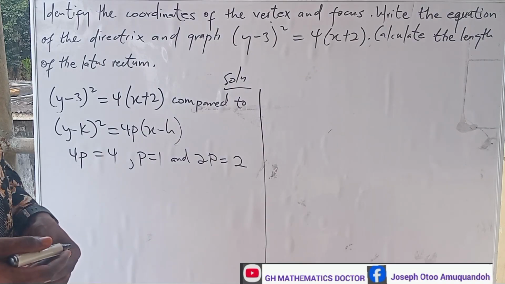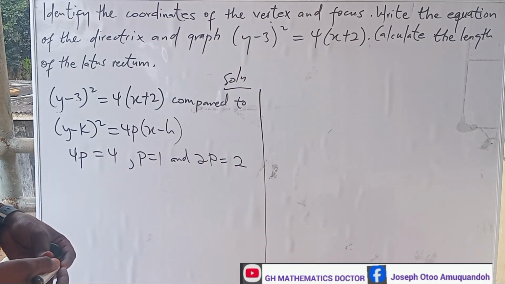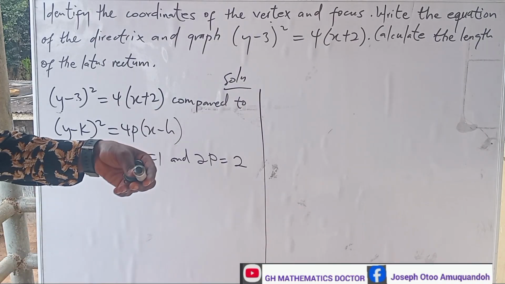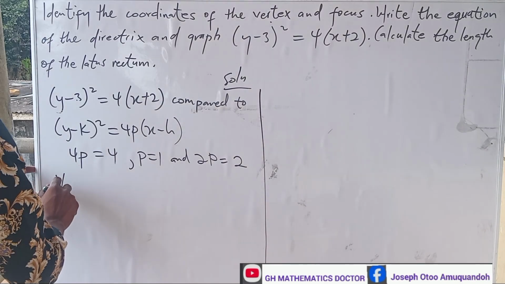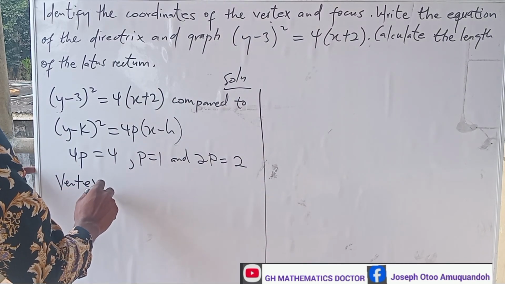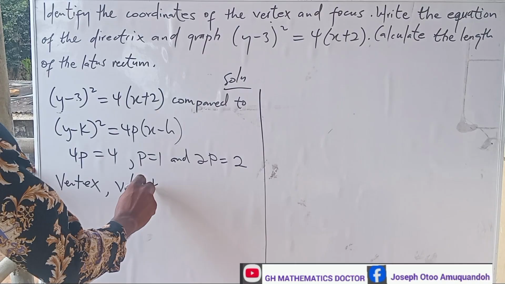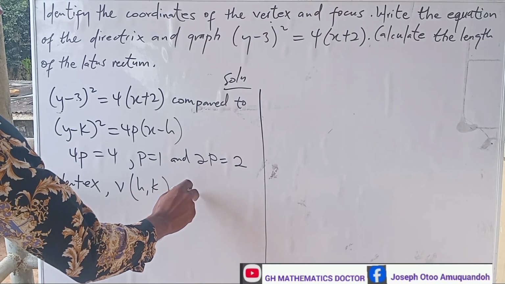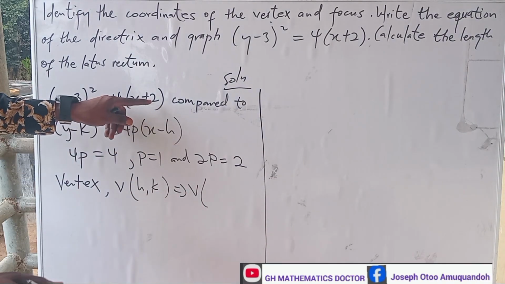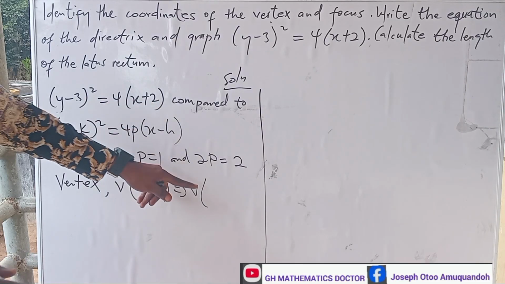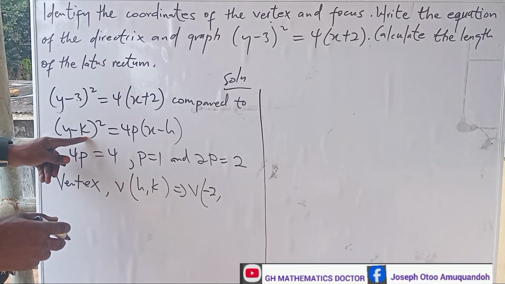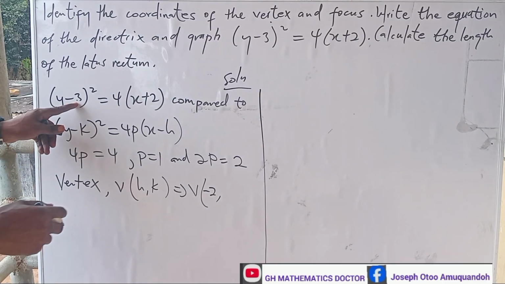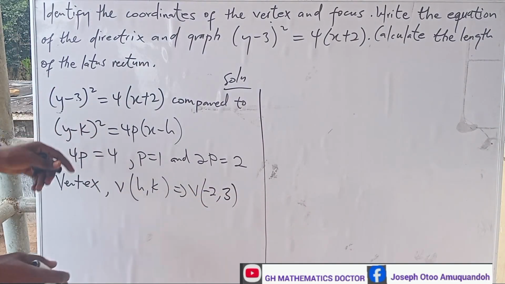Whenever we are sketching a parabola, we need our 2p for the extension of the other ends of the parabola. We also need our point, our vertex. So the vertex is taking the form (h, k). Upon what we have here, our h is compared to positive 2, but when you're writing it here, you change the sign to be negative. And our k is compared to negative 3, it becomes positive 3 at this side.